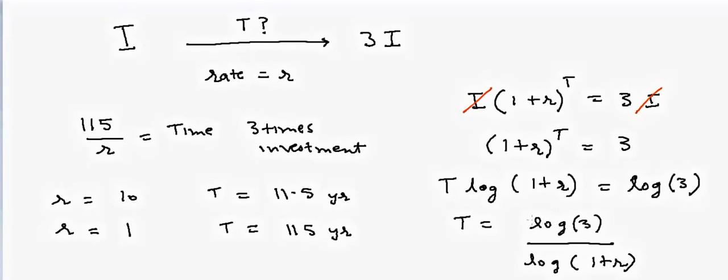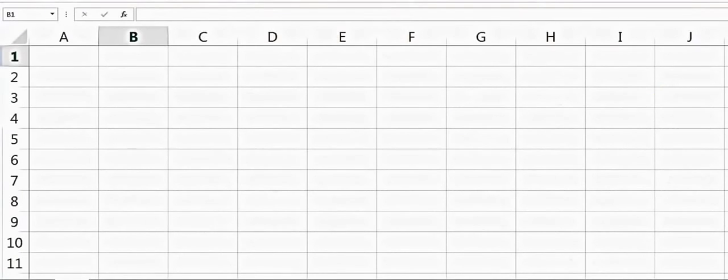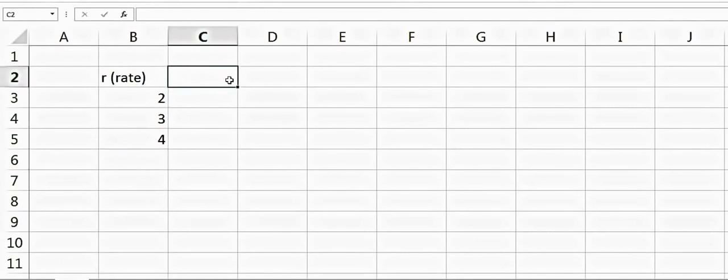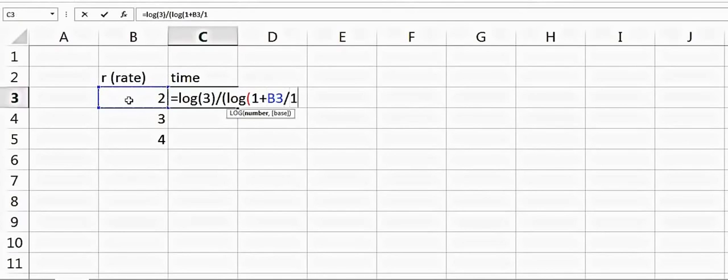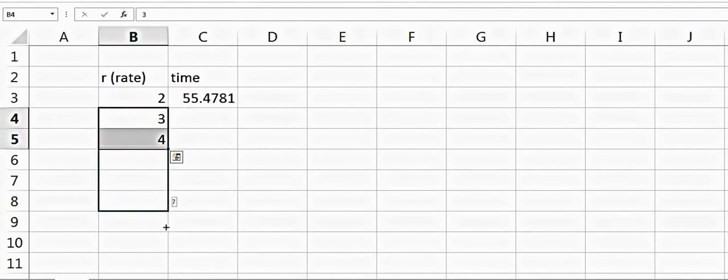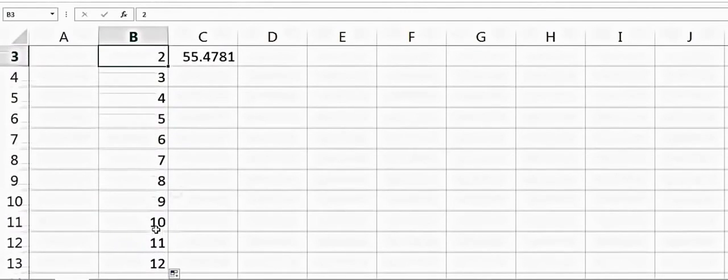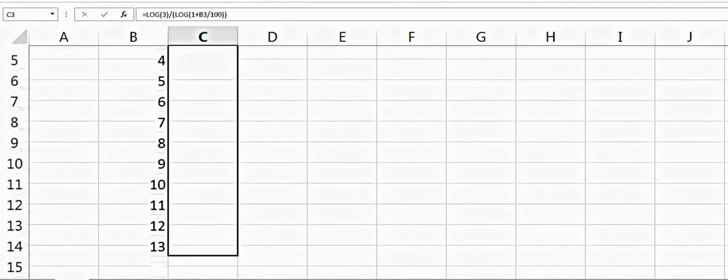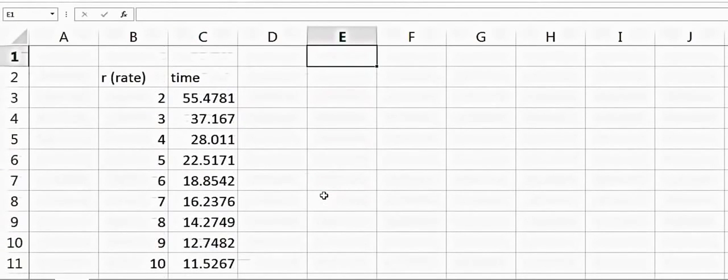Let's try to solve this equation in Excel. If I go to Excel, suppose R is my rate, and we have the rate varying from 2, 3, 4, and our time will be equal to log of 3 divided by log of (1 plus rate), right? So this should be our time. Now we can keep extending this rate to, suppose, 13%, and we can calculate the time for the investment to triple for all these rates. So that's how we get the time.